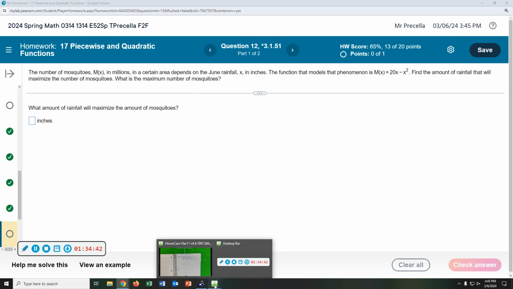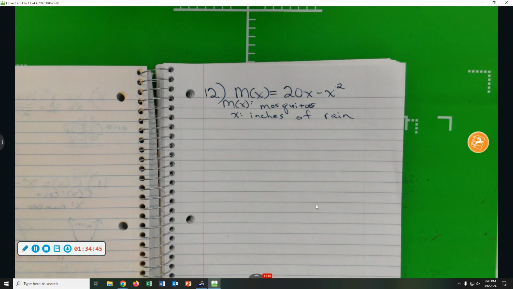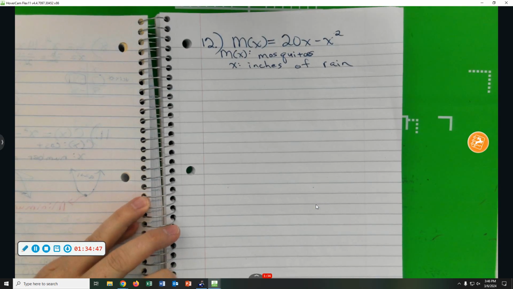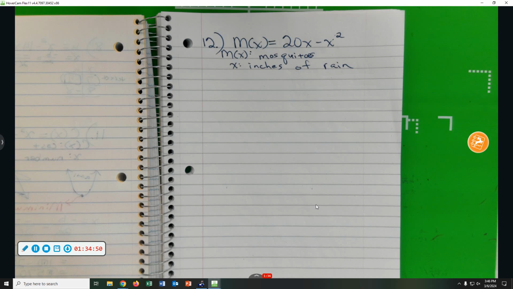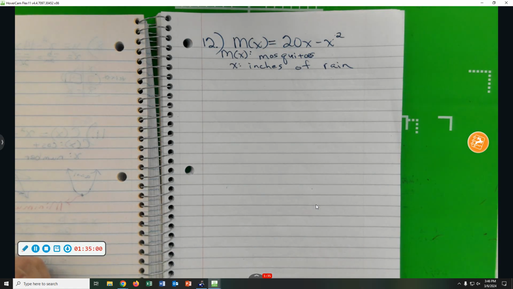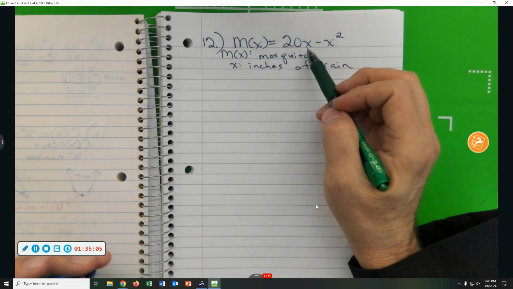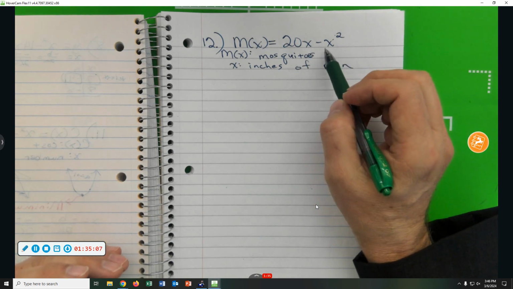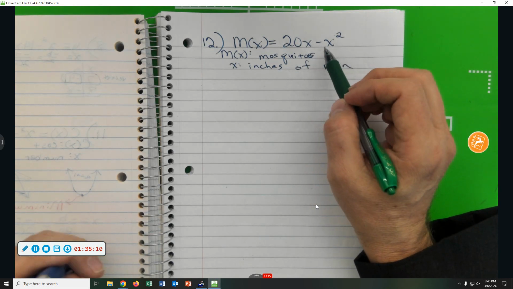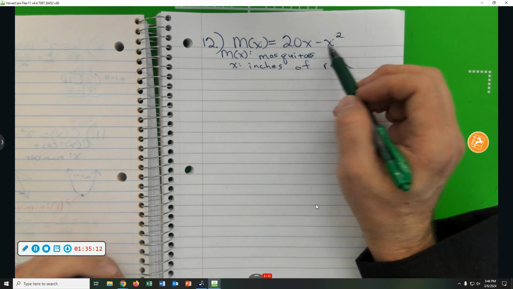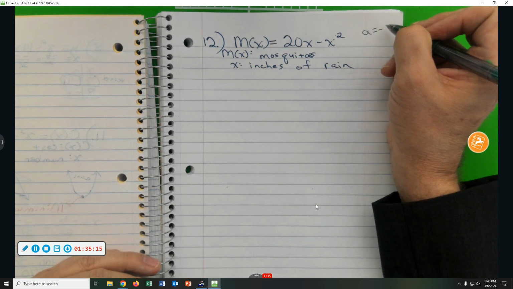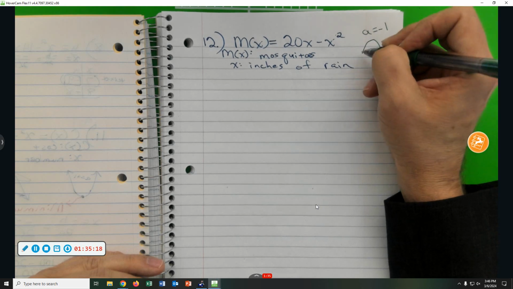There's something odd about this function. I see that it has an x squared, so it's definitely a parabola. If we were going to graph it, would we expect this parabola to open up or open down? Downward. What's the leading coefficient? That -1 right there. Just because the x term is first doesn't change that the a value is negative. A is the number in front of x squared. That a value is a -1. So we expect the parabola to open downward.